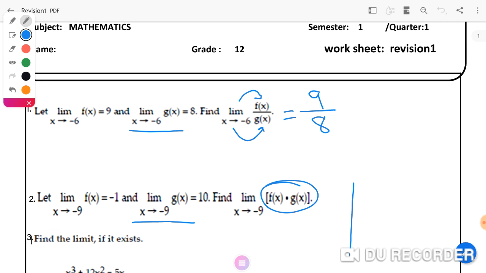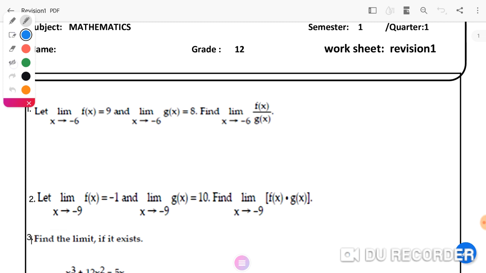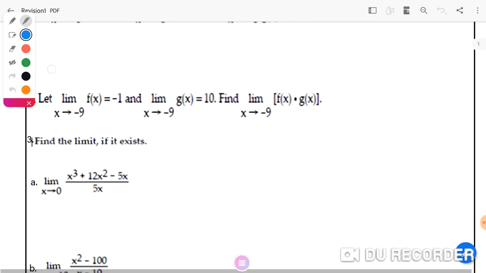So the limit of a product of two functions when x approaches a given value will be the product of their limits. The limit of the first function multiplied by the limit of the second function, it will be negative 10. I think it's so easy, just apply the properties of the limit.